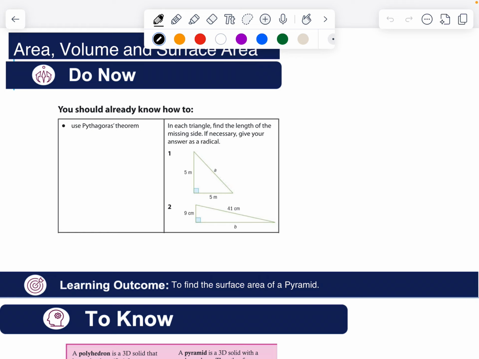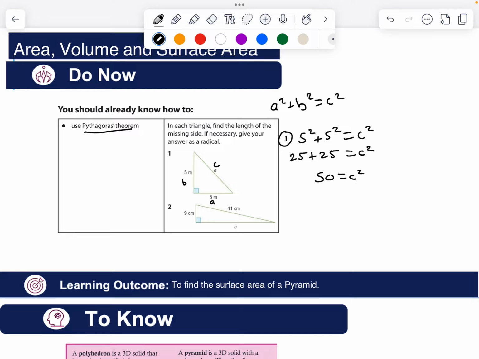Right, okay, so if you want to pause the video now, pause it, but the first do now task is looking at Pythagoras. So what is Pythagoras? It's in the formula booklet. It's a squared plus b squared is c squared, a and b being your two short sides, and then c being the longest. So in question 1, 5 squared plus 5 squared is c squared. So 25 plus 25 is c squared. So 50, so to work out what c is, you have to square root the 50.